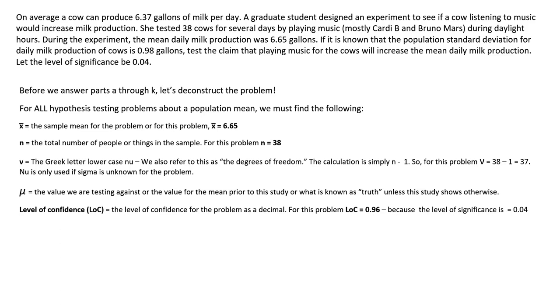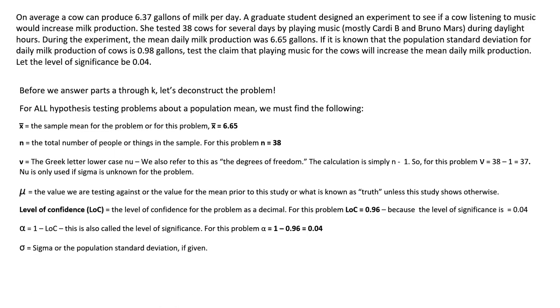We have the level of confidence. Sometimes it's given as a level of confidence, sometimes a level of significance, sometimes it'll say let alpha equal, which is the same thing as the level of significance. The level of confidence is 0.96 because the level of significance is 0.04. Alpha is basically the same as the level of significance, and that would be 1 minus the level of confidence. But in this one, we were just given the level of significance as 0.04.